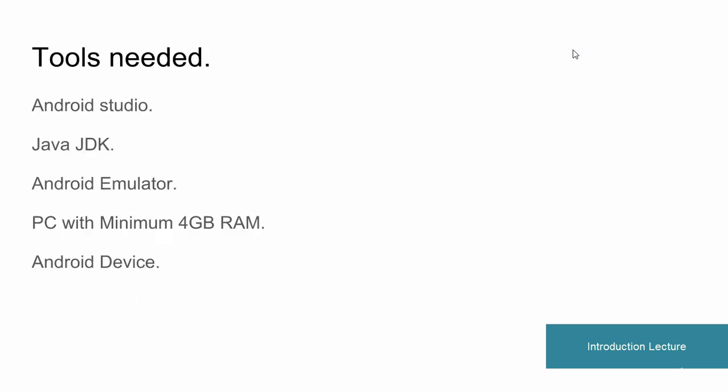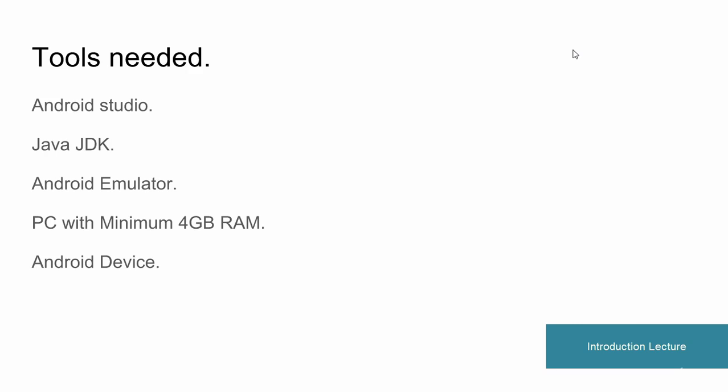Tools needed. So these are some of the basic tools which we are going to need for this course. So the first tool which you need is going to be Android Studio, and Android Studio is an integrated development environment for producing Android applications. Android Studio makes it easy for us to write the code, compile it and run it on the emulator. So for development purposes we'll be using Android Studio.